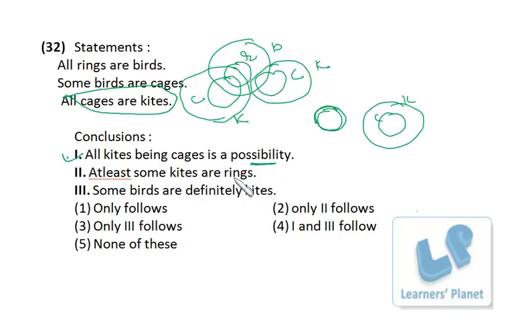At least some kites are rings. So we see if there is any intersection between kites and rings. See here, in this case, we are not seeing any intersection between kites and rings. That is just a possibility. That is, kites and rings, we are seeing an intersection over here. So that is just a possibility, not surety. So that's wrong.